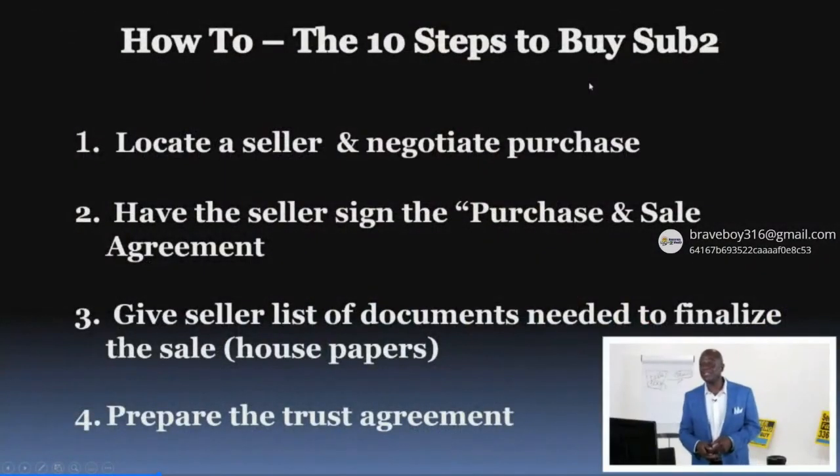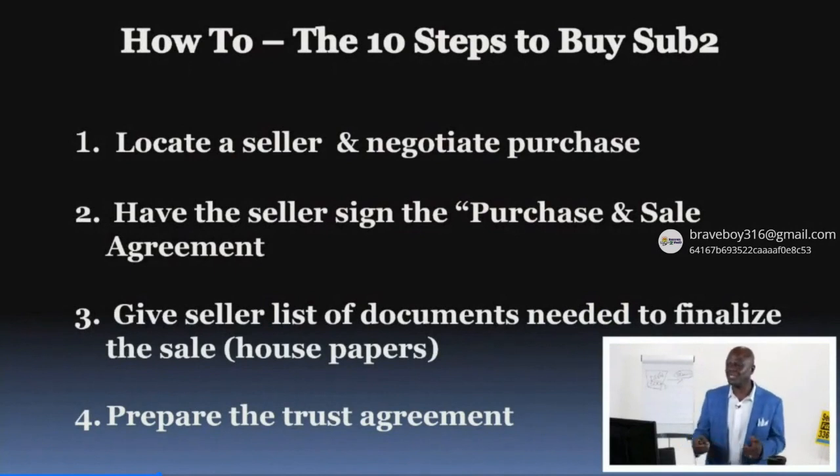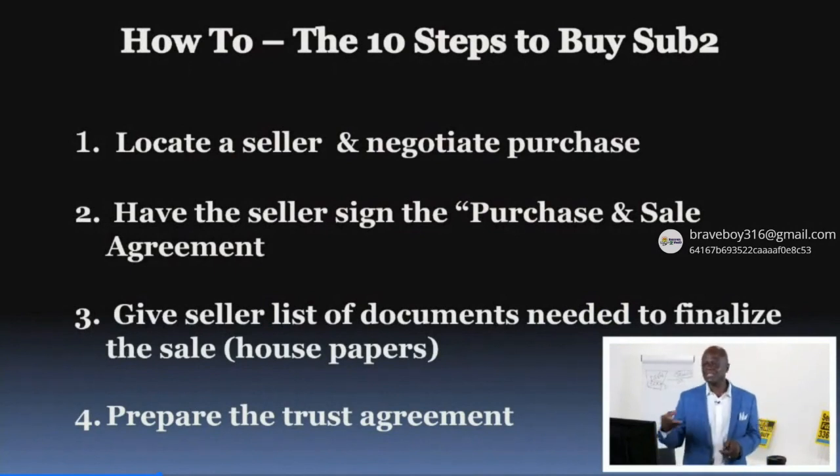All right, we're going to locate the seller and negotiate the purchase price. We talked about that. Get the purchase agreement signed, and give the seller a list of documents we need to finalize the sale. We call that the house papers.